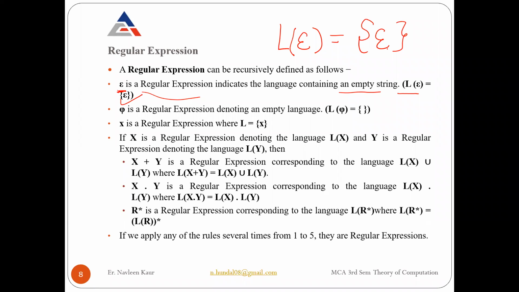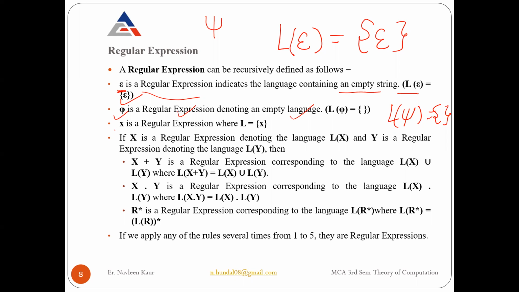Sometimes in a language you don't have anything, not even an empty string. That language is known by this symbol. I don't remember if you have done this symbol. We call it phi, right? So phi is also a regular expression denoting an empty language. It means the language that belongs to phi has nothing in it, not even an empty string. I'm just explaining different scenarios.